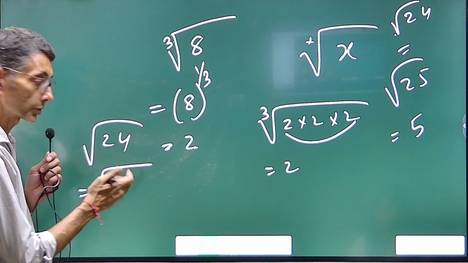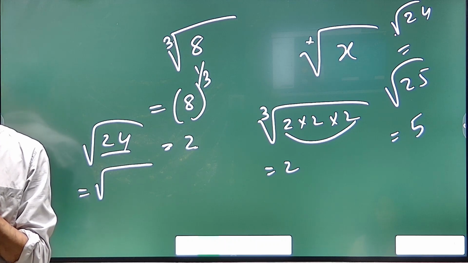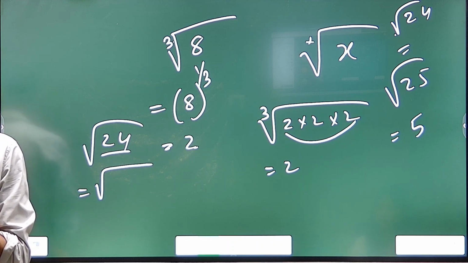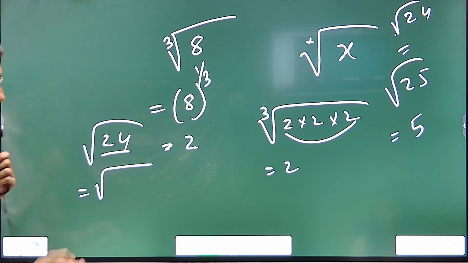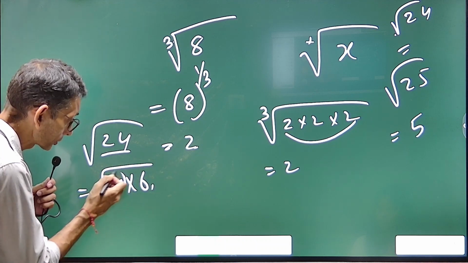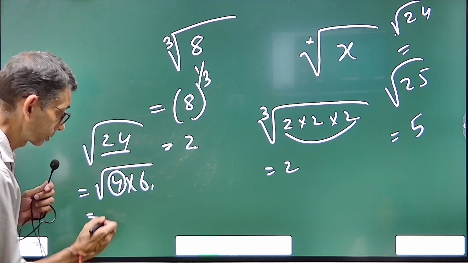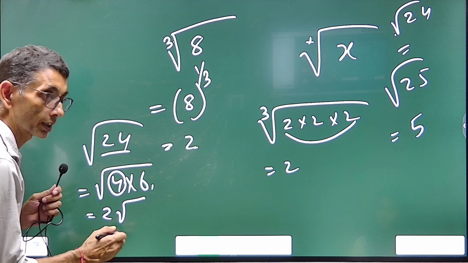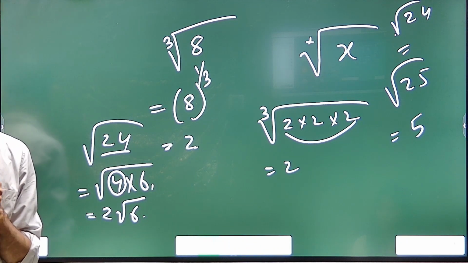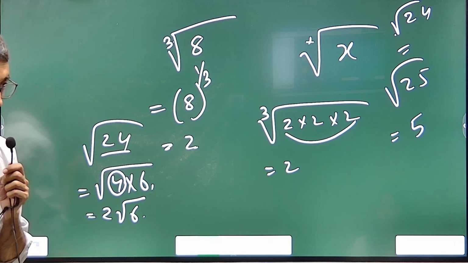I always teach this method: 24 is to be expressed as a product involving one square number. So what square number do you multiply with 24? 4 into 6 is 24. This 4 is a square number, so its square root is 2. And 6 is not a square number, so it will remain inside the square root. So square root of 24 is equal to 2 root 6. Done? Understood? Okay.